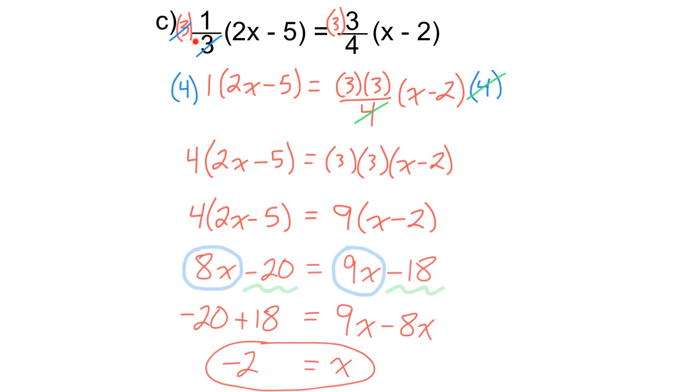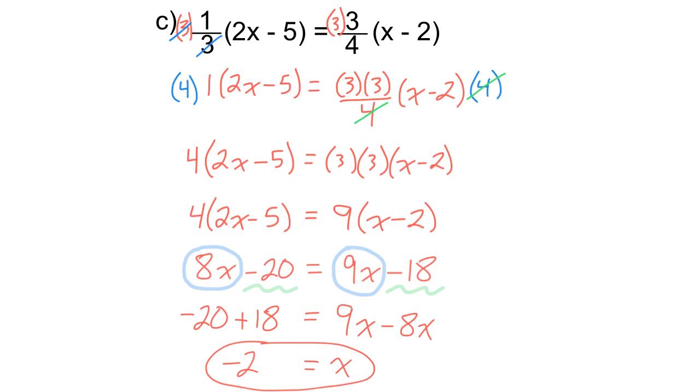I start by multiplying both sides by 3 so that I eliminate this fraction. So I end up with 1 times 2x minus 5 on the left, 3 times 3 over 4 times x minus 2 on the right. I still have a fraction, so multiply both sides by 4 to eliminate this fraction. So I end up with 4 times 1 is 4 times 2x minus 5 on the left. The 4 is gone, so I have 3 times 3 times x minus 2 on the right. Well, 3 times 3 is just 9. So I have 4 times 2x minus 5 equals 9 times x minus 2.